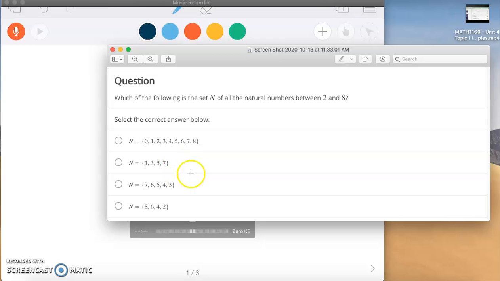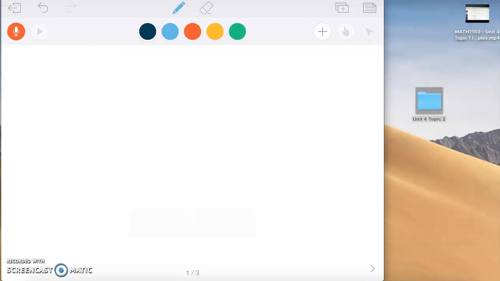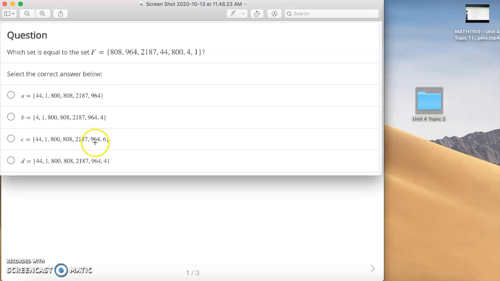So it's either going to be this one or this one. 1, 3, 5, and 7, that's leaving some out, right? What about 4 and 6? So that leaves this one, N. That means that set N is equal to 7, 6, 5, 4, 3. That tells us all the natural numbers between 2 and 8. All right? That's the first example. Let's look through the second example.